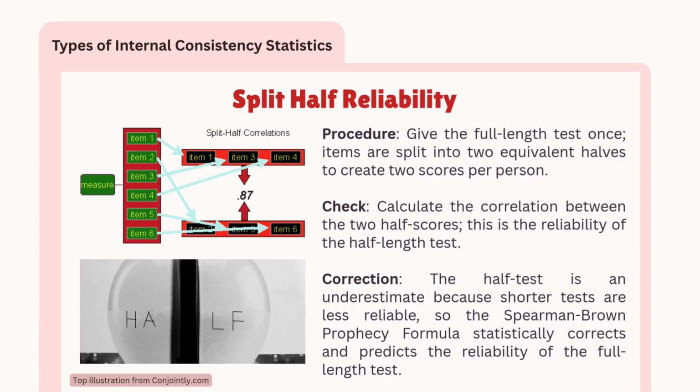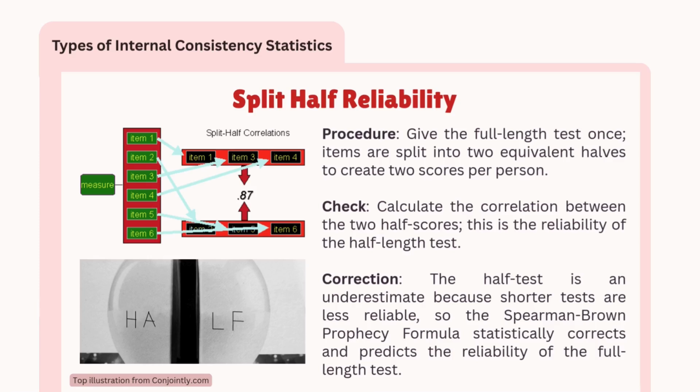So how does this work? The whole point here is to see if the questions in the first half of your test are measuring the same exact thing as the questions in the second half. So the great news is you only have to give the full-length test to your group once. This saves time and avoids problems associated with making people take the test again later.